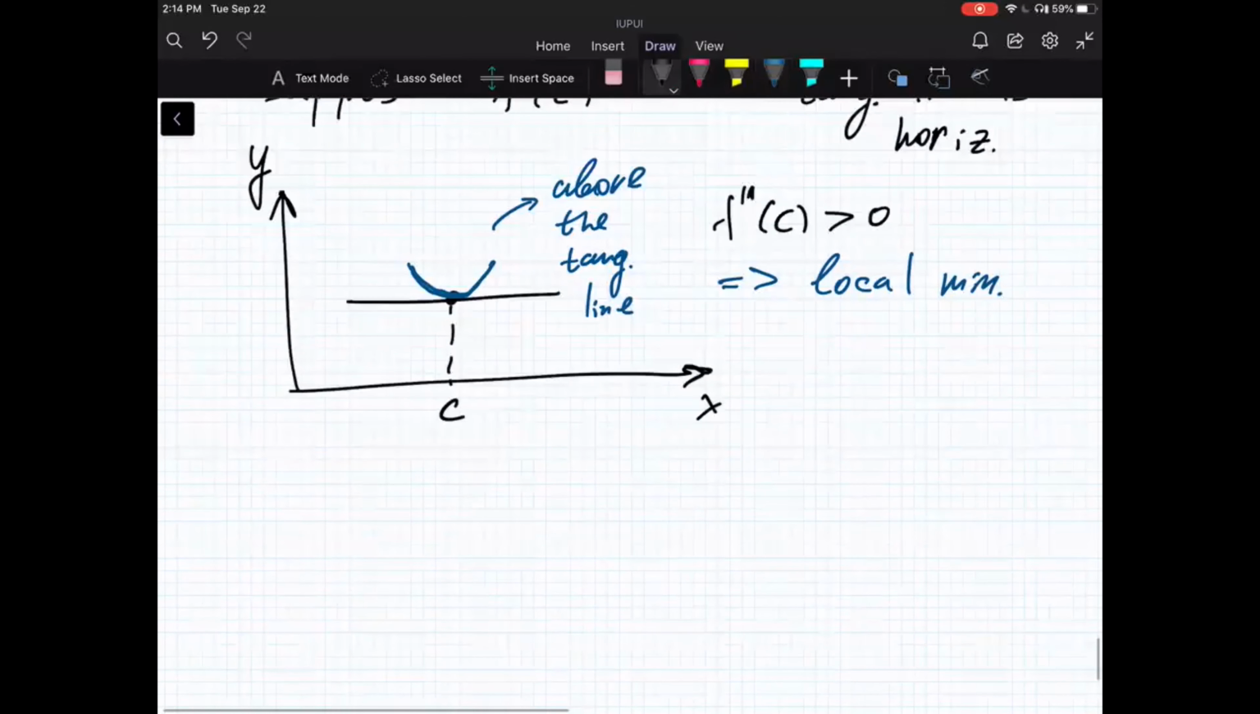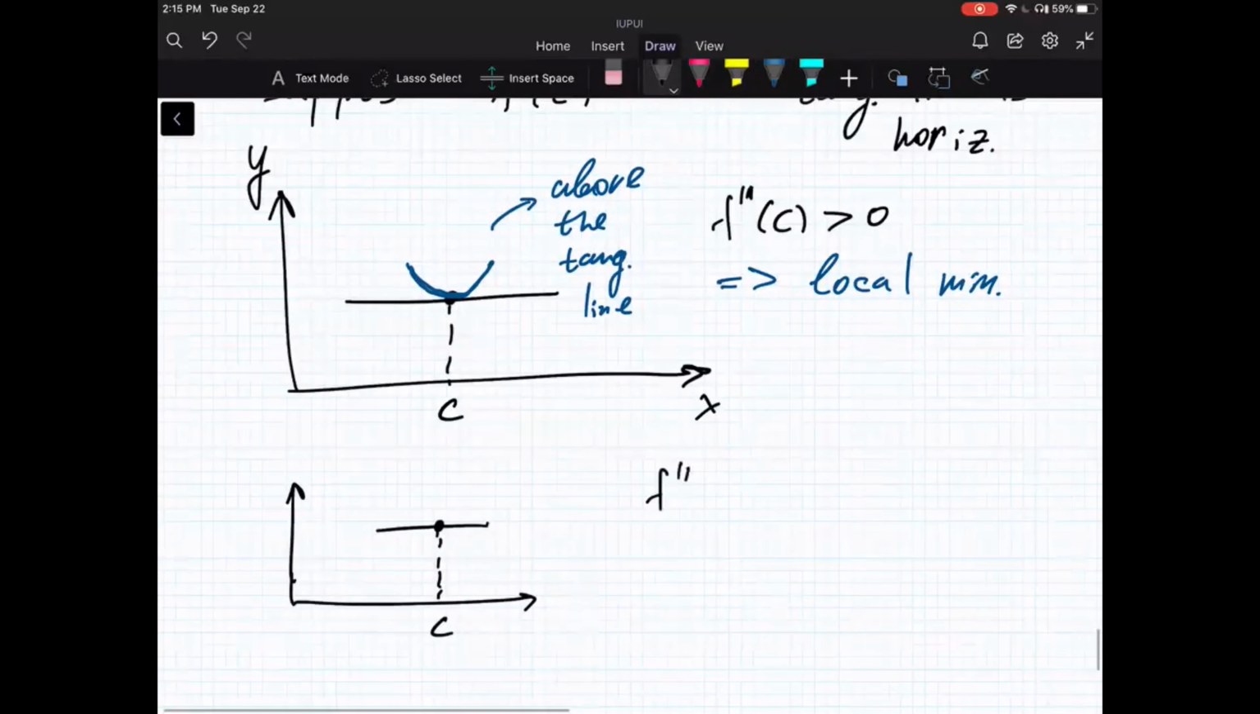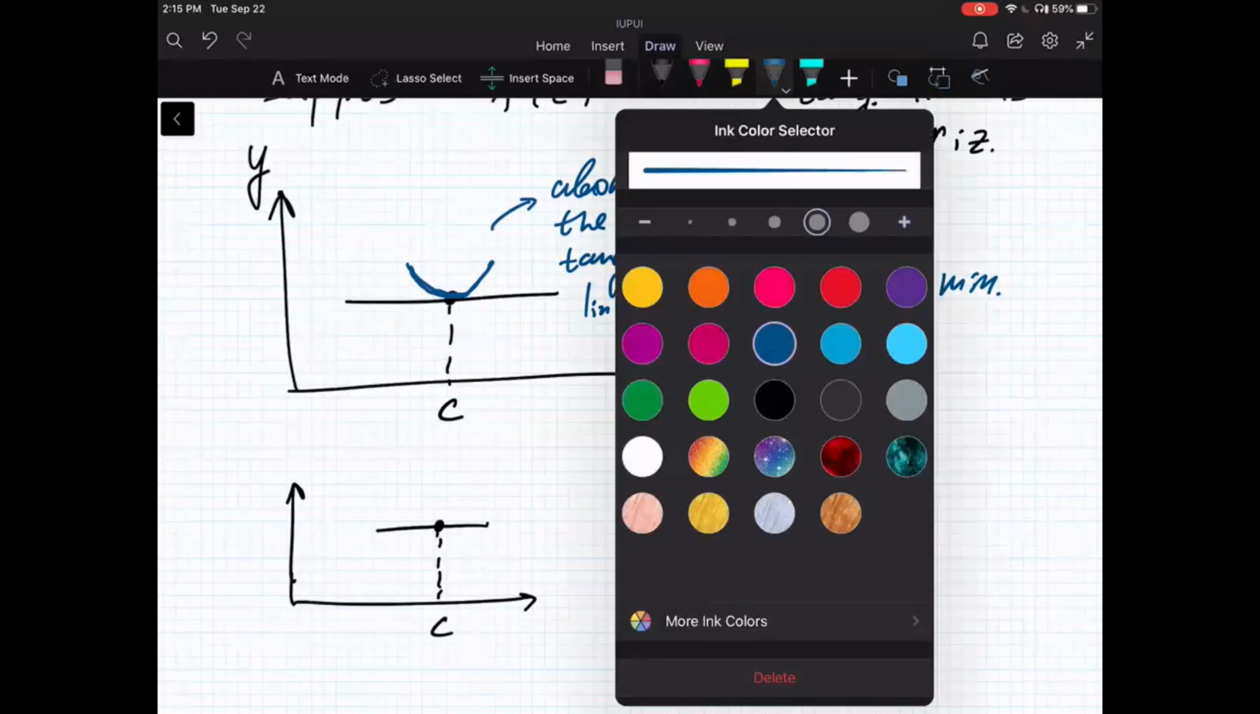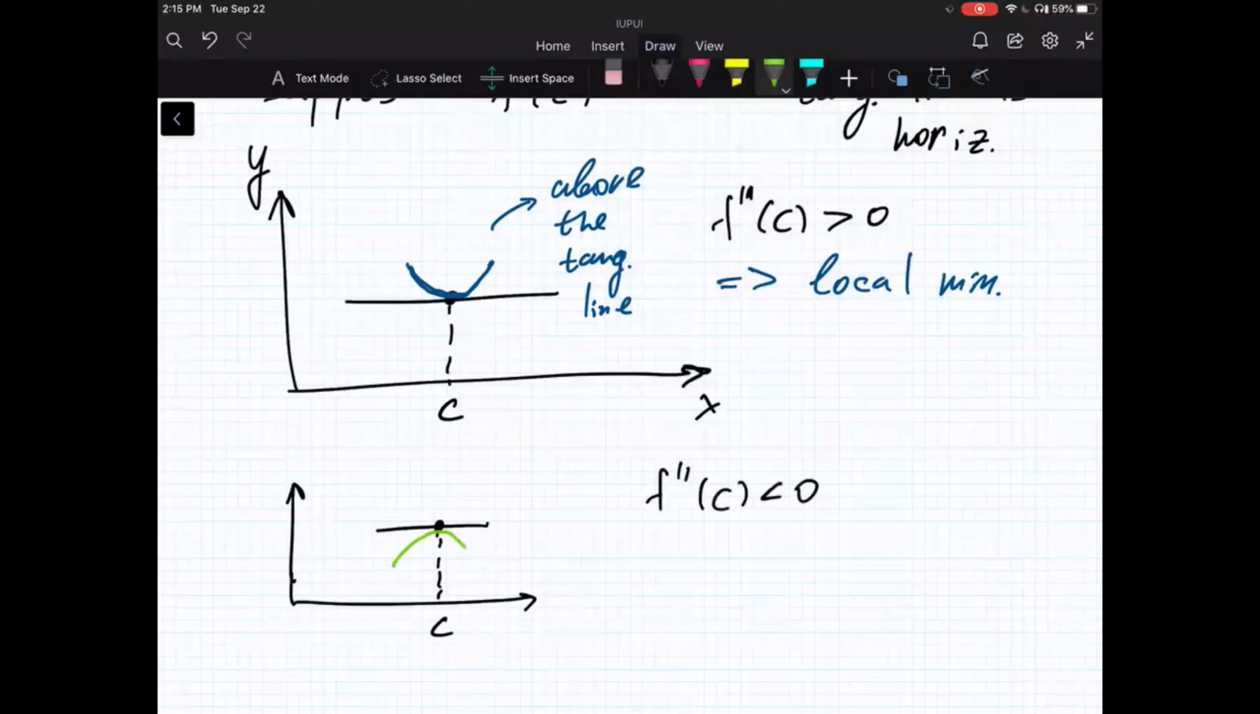And similarly, if I know that at some point the slope of the tangent line is 0, but the second derivative is negative, that means that the graph is below the tangent line.